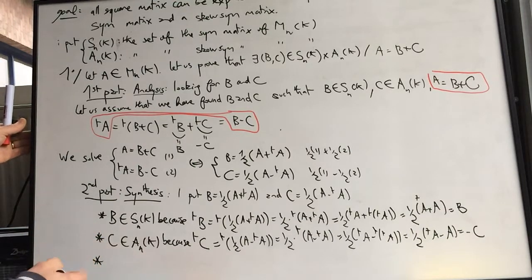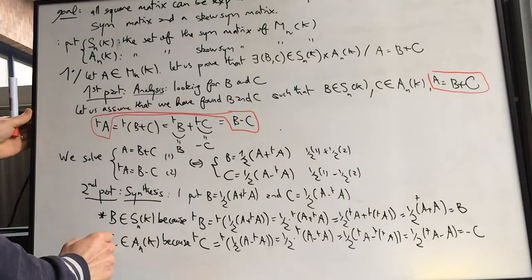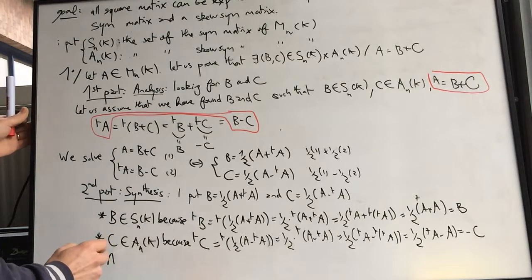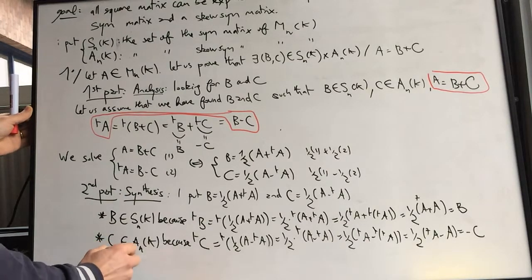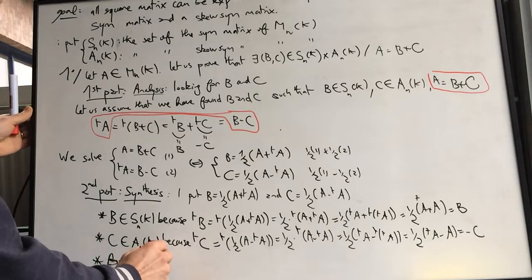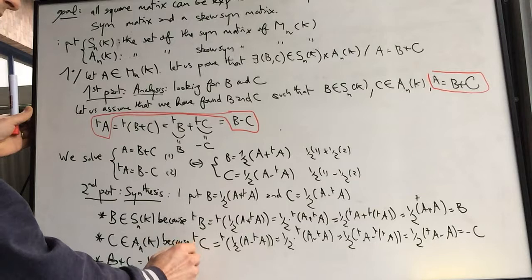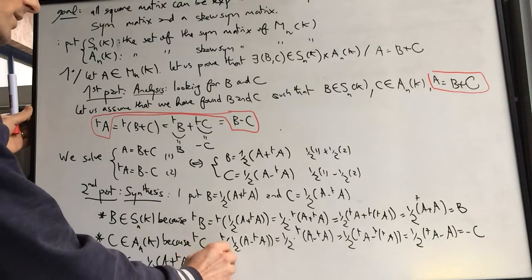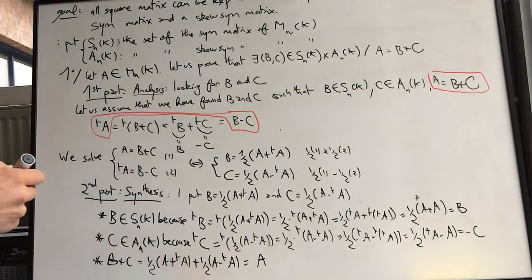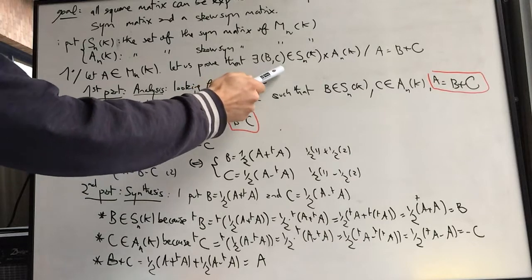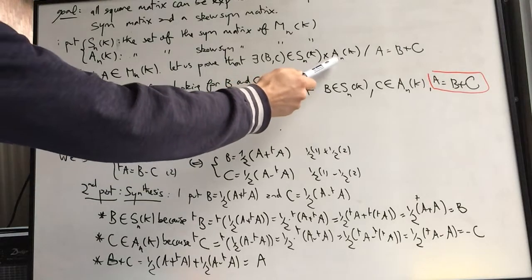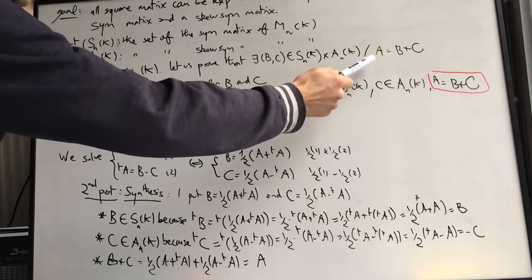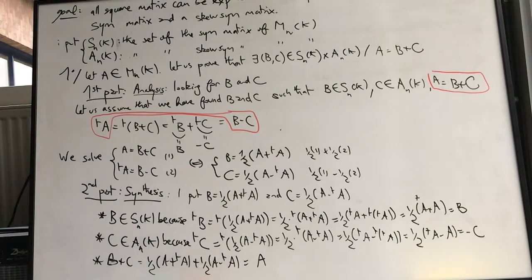And at last, A is equal to B plus C, because B plus C is equal to 1 over 2 A plus transpose of A plus 1 over 2 A minus transpose of A is equal to A. So we have proved that there exist B and C where B is a symmetric matrix and C is a skew symmetric matrix, such that A is equal to B plus C.